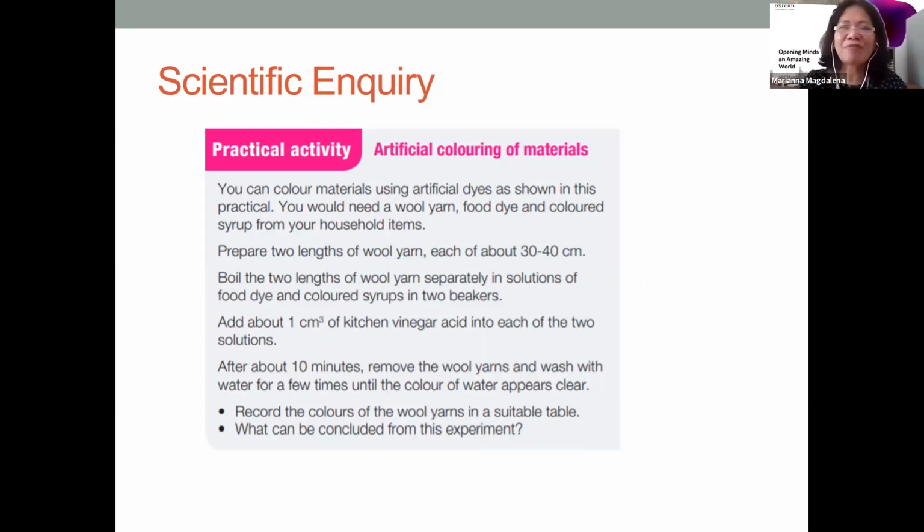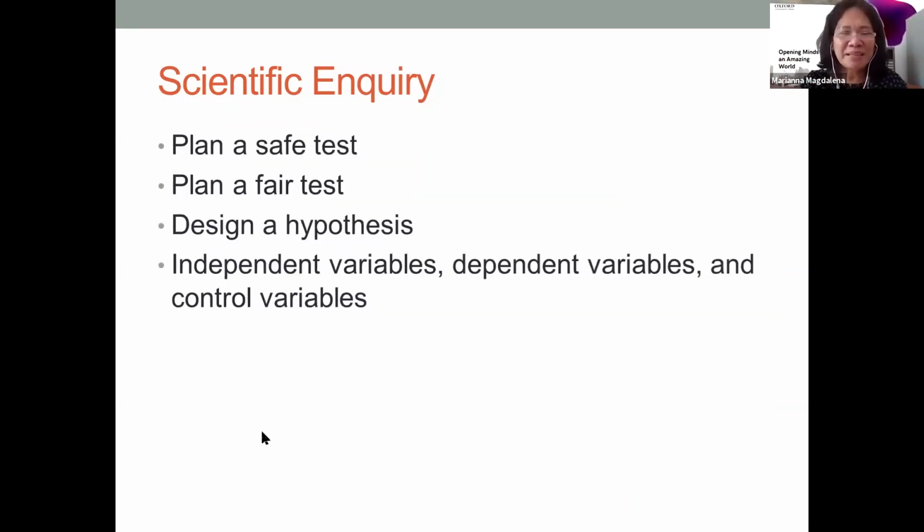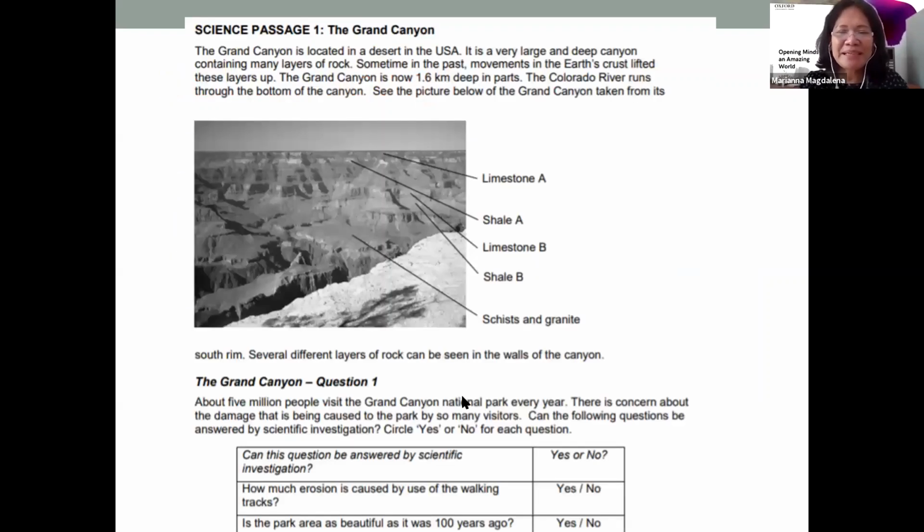Okay, let's say for this problem, the problem is the damage that is being caused to the park by so many visitors. Can the following questions be answered by scientific investigation? How much erosion is caused by use of the walking tracks? Can you prove this? So in order to do scientific inquiry, it can be tested.